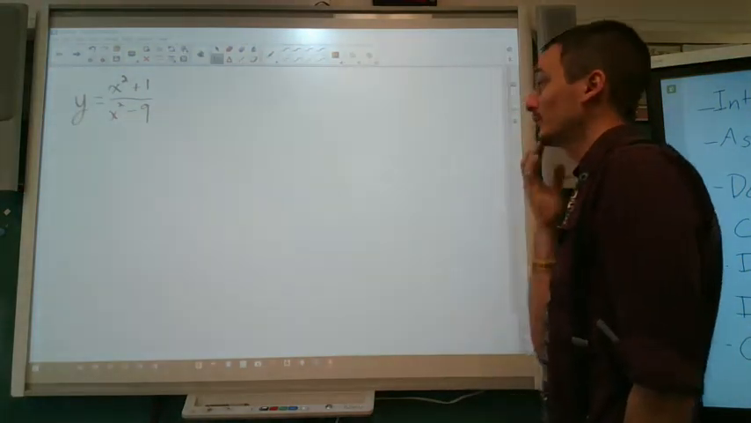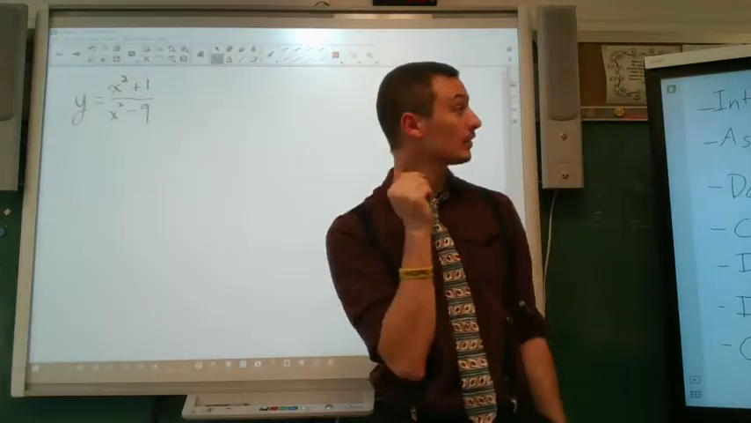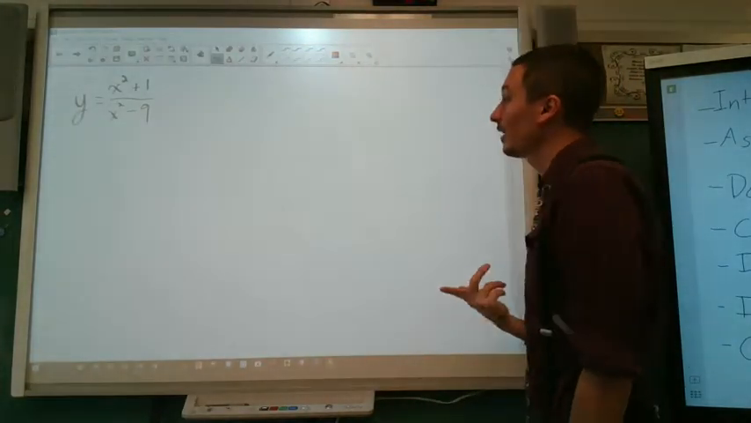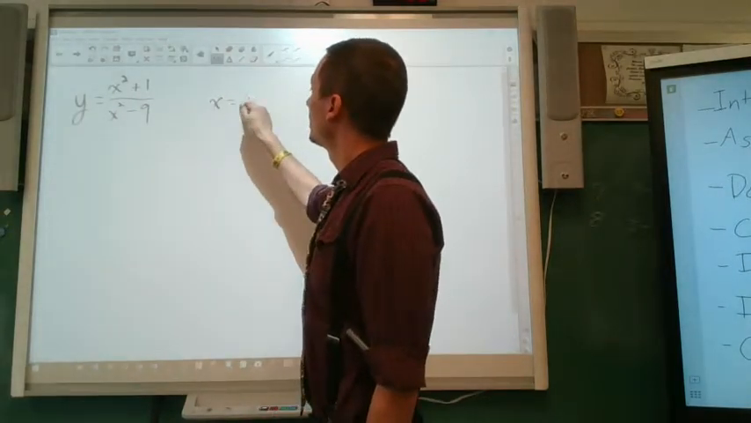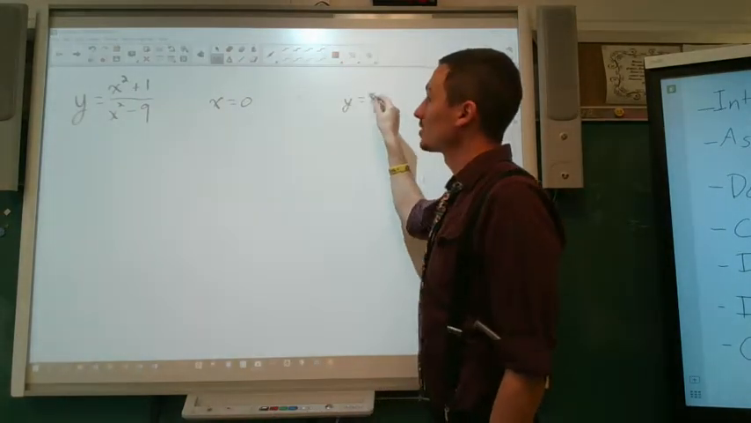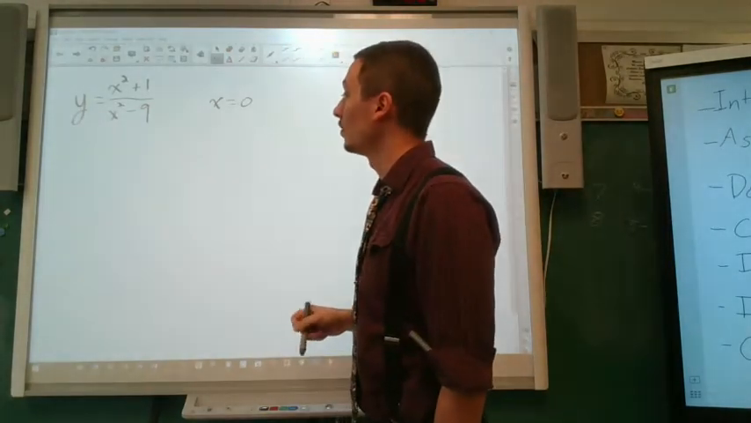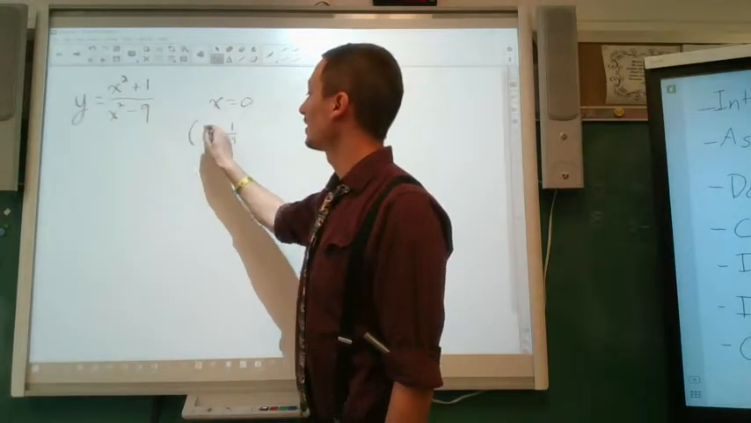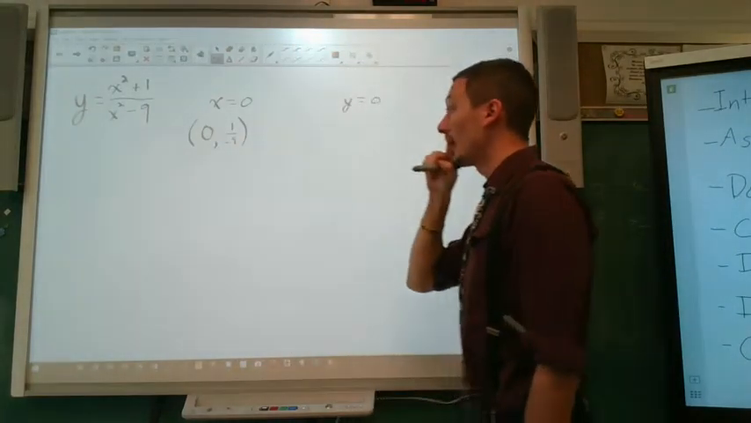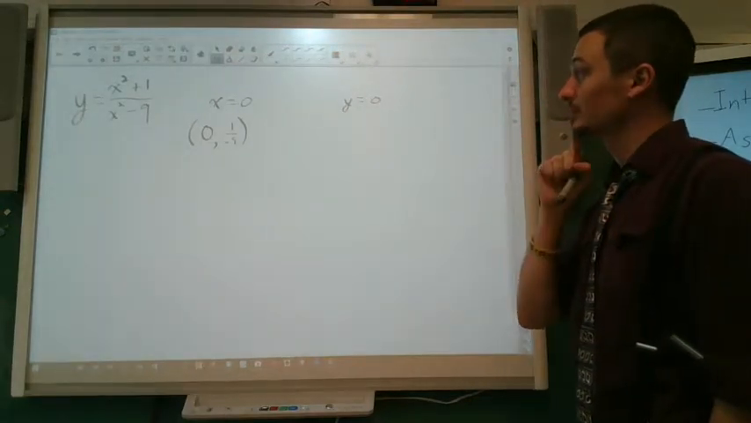Okay, so we want to accurately sketch x squared plus 1 over x squared minus 9. The first thing we want to find are the intercepts. So when does x equal 0 and when does y equal 0? If x equals 0, we get 1 over negative 9. So that's the y-intercept. And if y equals 0, that will never happen.